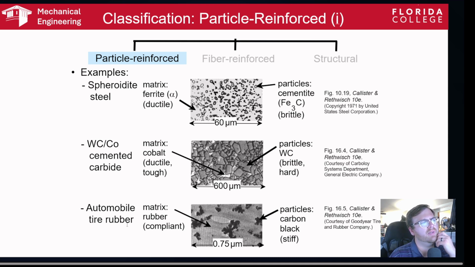And then we also have an example of automobile tire rubber, where we have just a regular rubber matrix material, but with carbon black particles, okay, that are embedded inside of the tire. And that actually is a stiffening agent, okay? A fun side effect of the fact that you add carbon black particles to your rubber matrix is that it makes the tire black. Right.